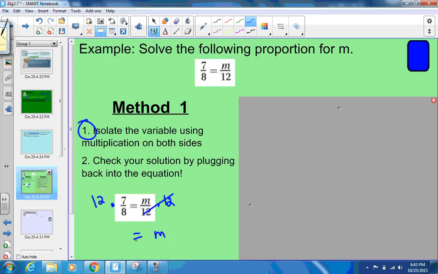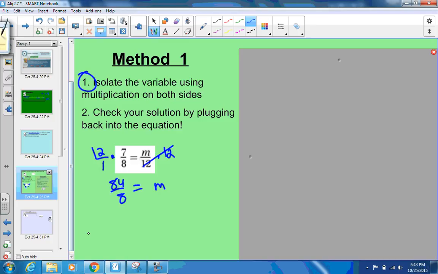Then you just have to figure out what 12 over 1 times 7 over 8 is. You end up getting, I believe, 84 over 8, which would then simplify to 10.5. So m is equal to 10.5. You can check that by plugging it back in and then simplifying. If you divide 7 over 8 and 10.5 over 12, they should be equal to each other. Okay, that's the one way.